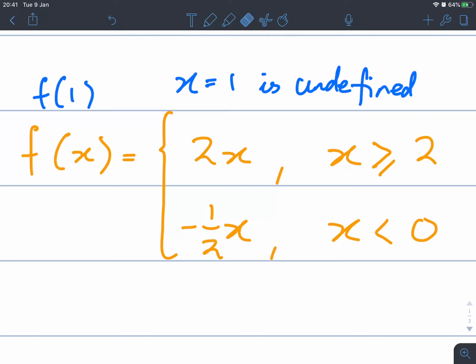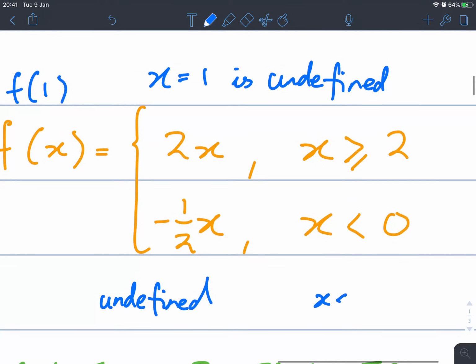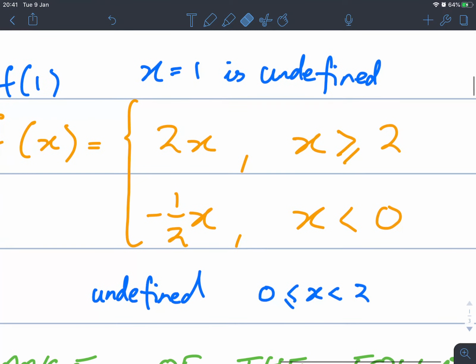In actual fact, any number less than 2 but greater than 0 is undefined, because everything from 2 and above is defined, and everything less than 0 is also defined. So it's undefined where x is less than 2 but greater than or equal to 0. Between these two points, we don't know what the solution is, so it is undefined between these two points.